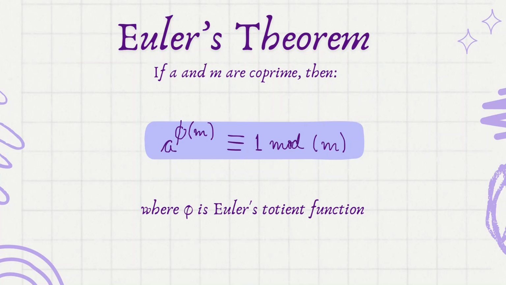The next theorem is Euler's theorem. If A and M are co-prime, then A to the power of the totient function of M is congruent to 1 mod M, and the totient function is denoted by phi of M. So A to the power of phi of M is congruent to 1 mod M, where phi is Euler's totient function.